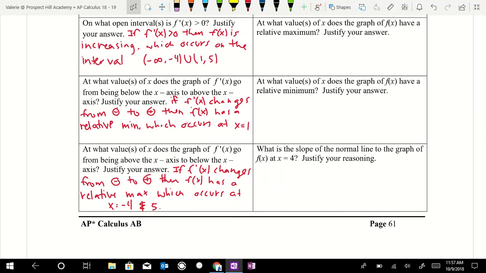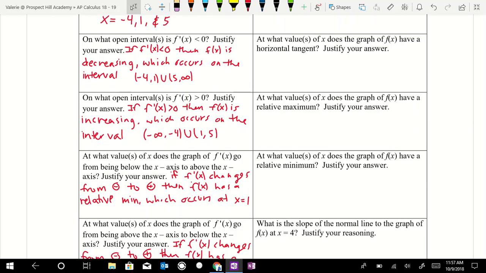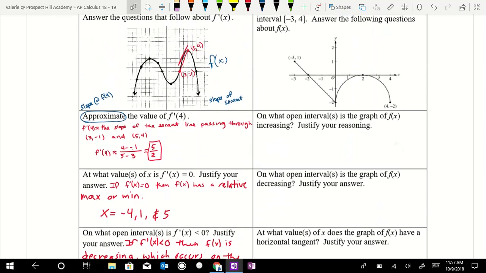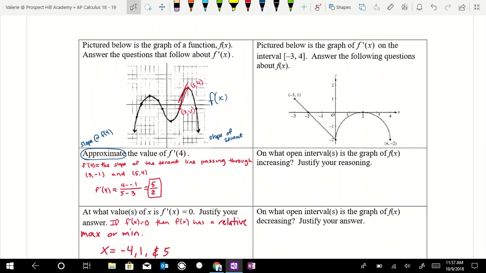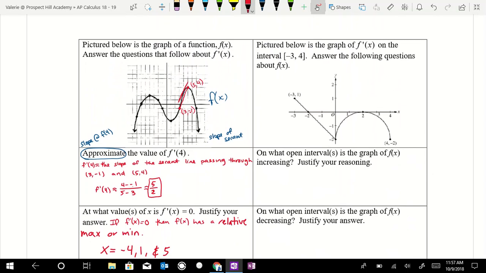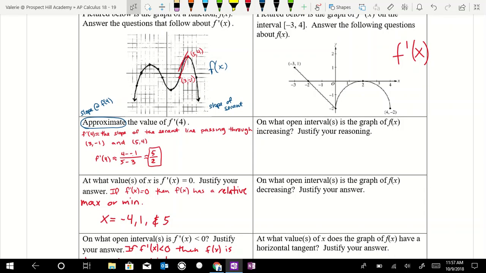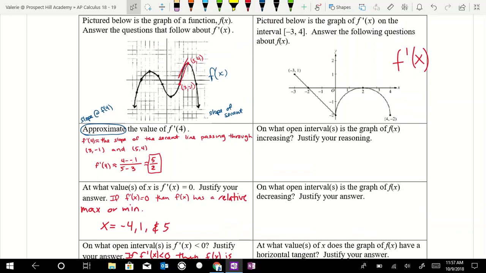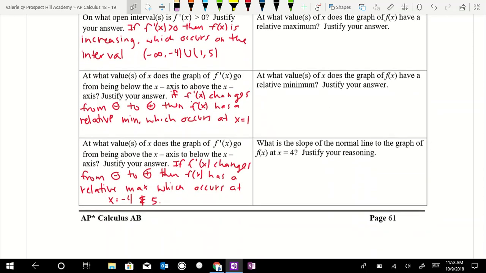All right, so now what I want you all to do is looking now at this graph to the right. This is a graph of some function f prime of x. It is in no relation to the graph to the left. Okay, you're going to answer these questions knowing that this is a derivative graph. This is not the original function. Answer the questions below.